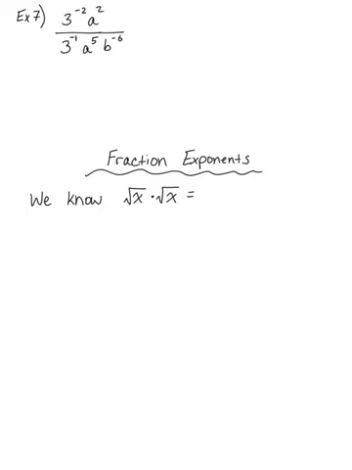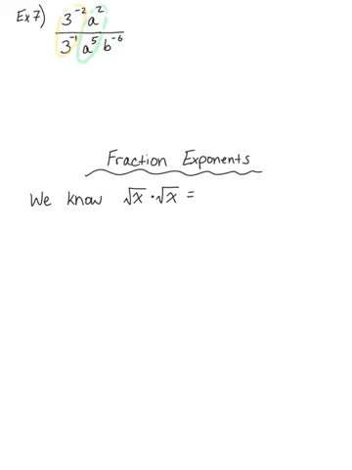I have one more example here, example 7. This is one where I again have to do a couple of steps first. When I am doing this, I am going to be matching up the bases. So I have a group of 3's here that I need to simplify. I have a group of a's that I need to simplify, and b doesn't have a partner, so it's just going to stay the same.